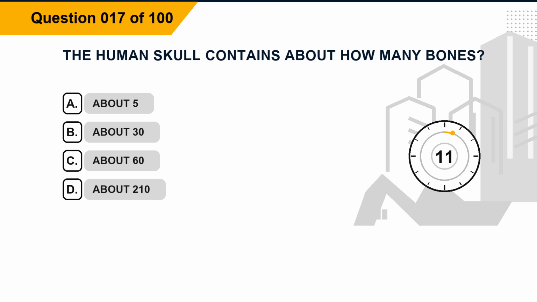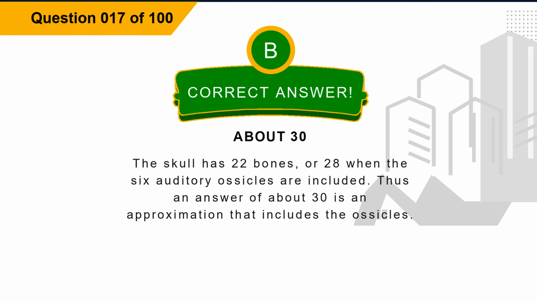Question 17. The human skull contains about how many bones? Option A, about 5. Option B, about 30. Option C, about 60. Option D, about 210. The correct answer is option B, about 30. Explanation. The skull has 22 bones, or 28 when the 6 auditory ossicles are included. Thus an answer of about 30 is an approximation that includes the ossicles.